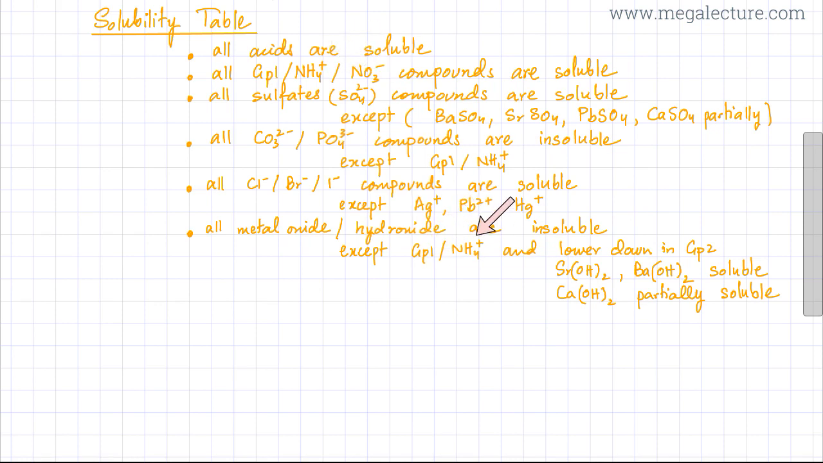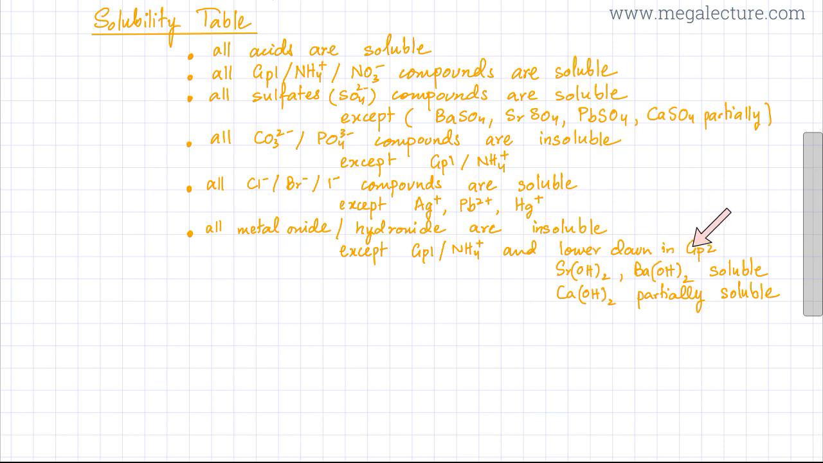Anything that contains group 1 and NH4+, that's going to be soluble. So they're all going to be soluble. If it's a group 1, sodium hydroxide is going to be soluble because sodium is in group 1. And there are a few group 2 oxides and hydroxides which are also going to be soluble.